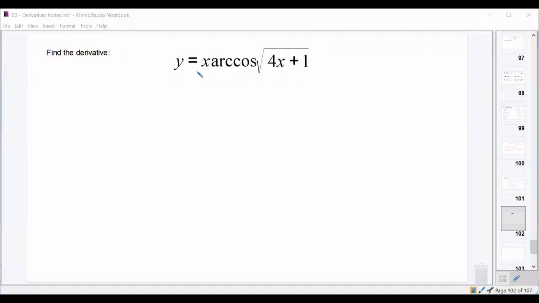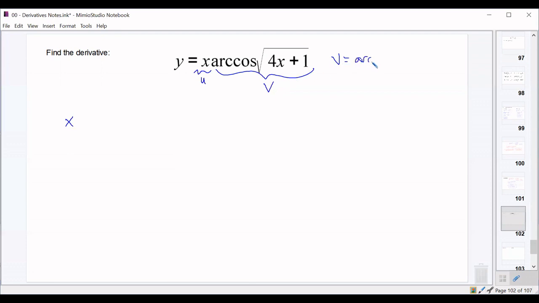To find the derivative of x arc cosine root 4x plus 1, we'll have to use the product rule, where the first function is x and the second function is arc cosine root 4x plus 1. The product rule says u times the derivative of v, so that will be x times the derivative of the inverse cosine of root 4x plus 1. The inverse cosine of root 4x plus 1 has to be differentiated using the chain rule.